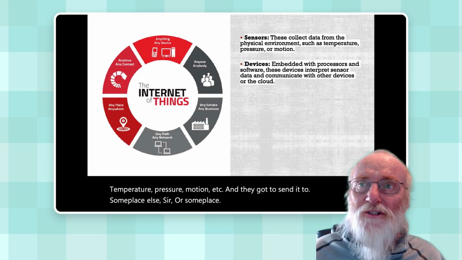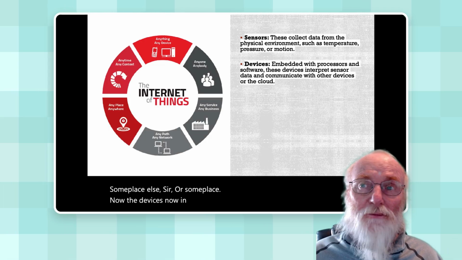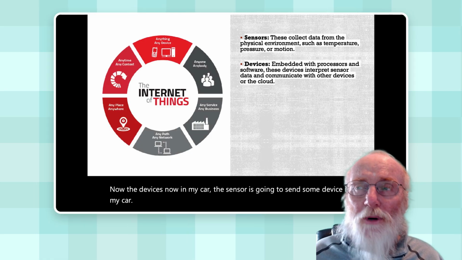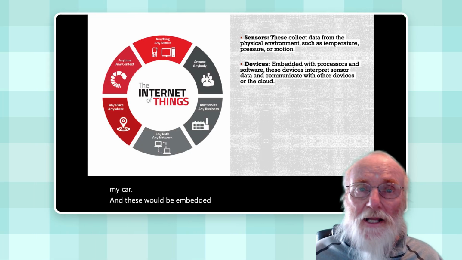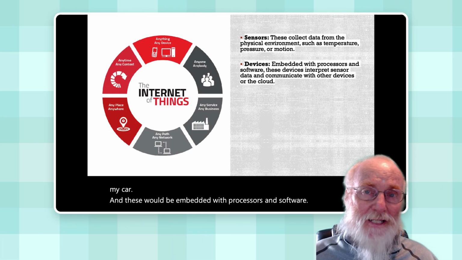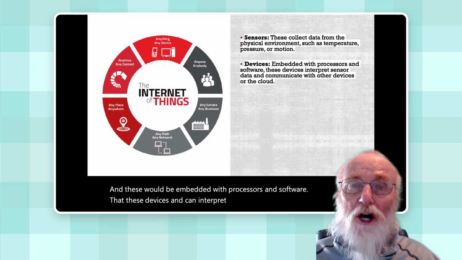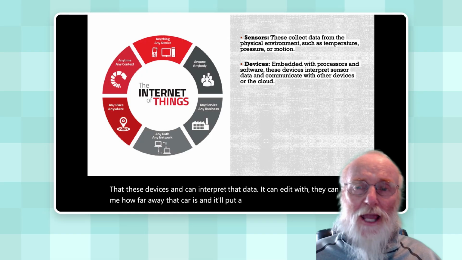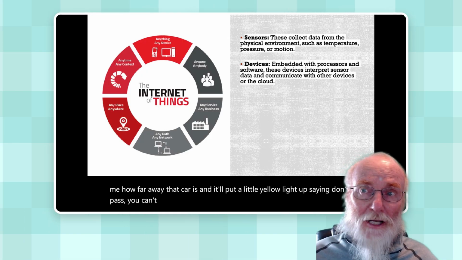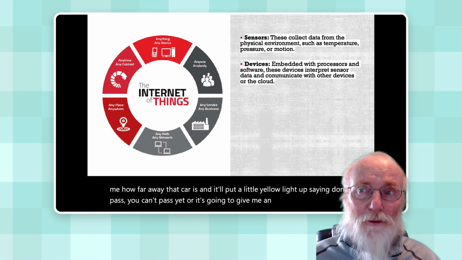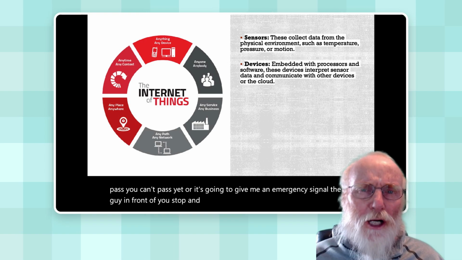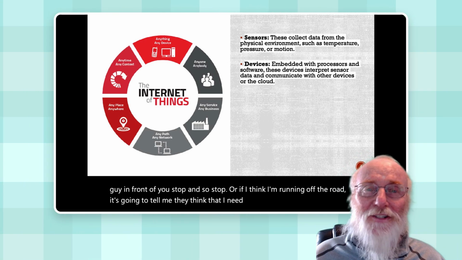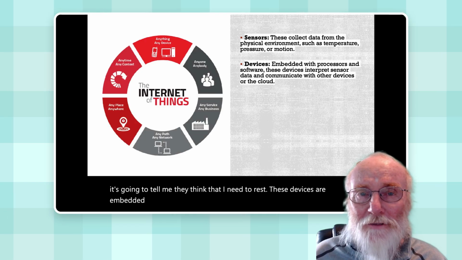Now in my car, the sensor is going to send it to some device in my car, and these will be embedded with processors and software so that these devices can interpret that data. In other words, they can tell me how far away that car is, and it'll put a little yellow light up saying, "Don't pass, you can't pass yet." Or it's going to give me an emergency signal: the guy in front of you stopped. Or if I think I'm running off the road, it's going to tell me they think that I need to rest. These devices are embedded in my car.